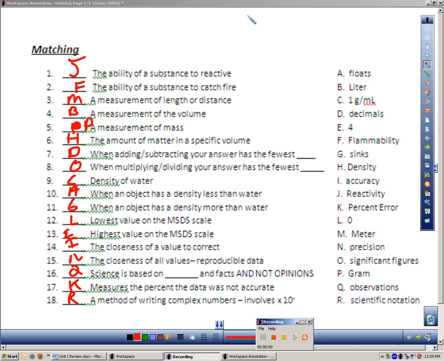Alright, so this is the review for chemistry, Unit 1 review. We'll start off with the matching. Pretty much you need to pause it if you miss some of the answers.